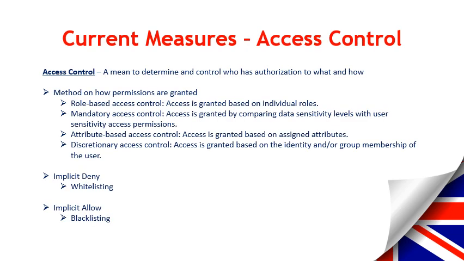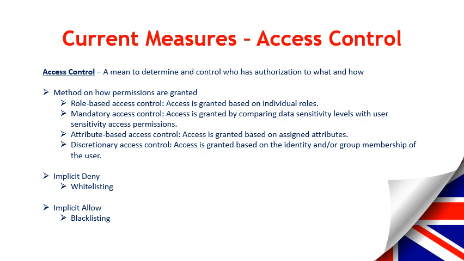Current measures. Access control. Access control is a means to determine and control who has authorization to what and how. There are multiple methods on how permissions are granted. Role-based access control: access is granted based on individual roles. Mandatory access control: access is granted by comparing data sensitivity levels with the user's sensitivity access permissions.